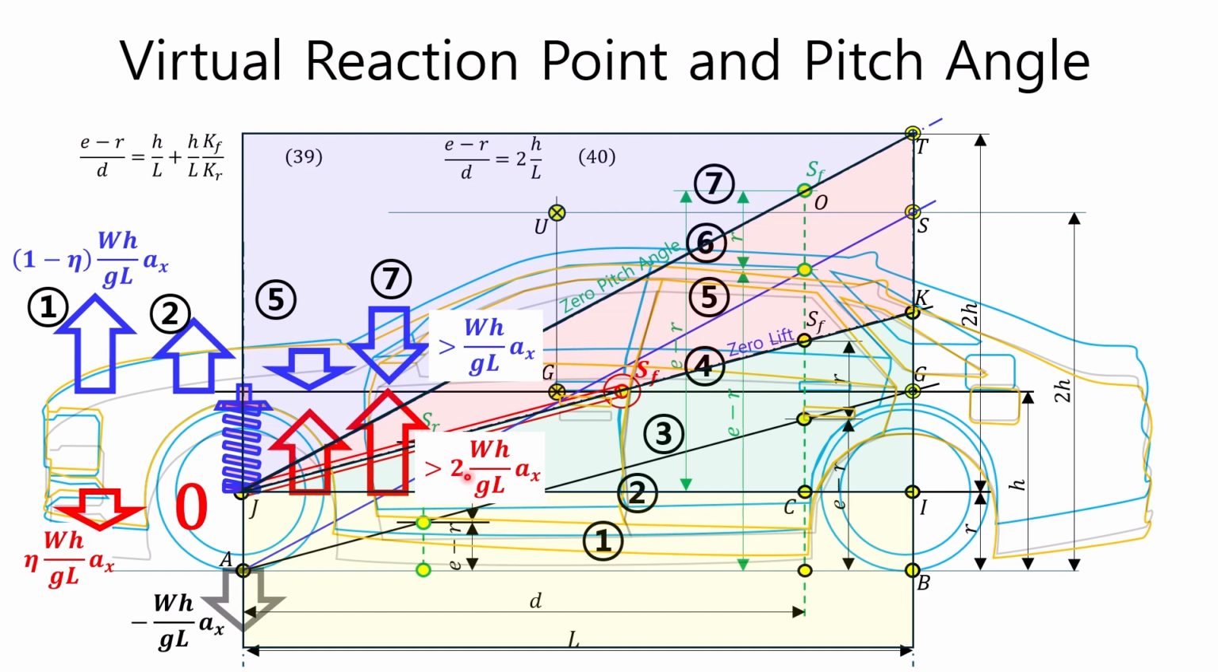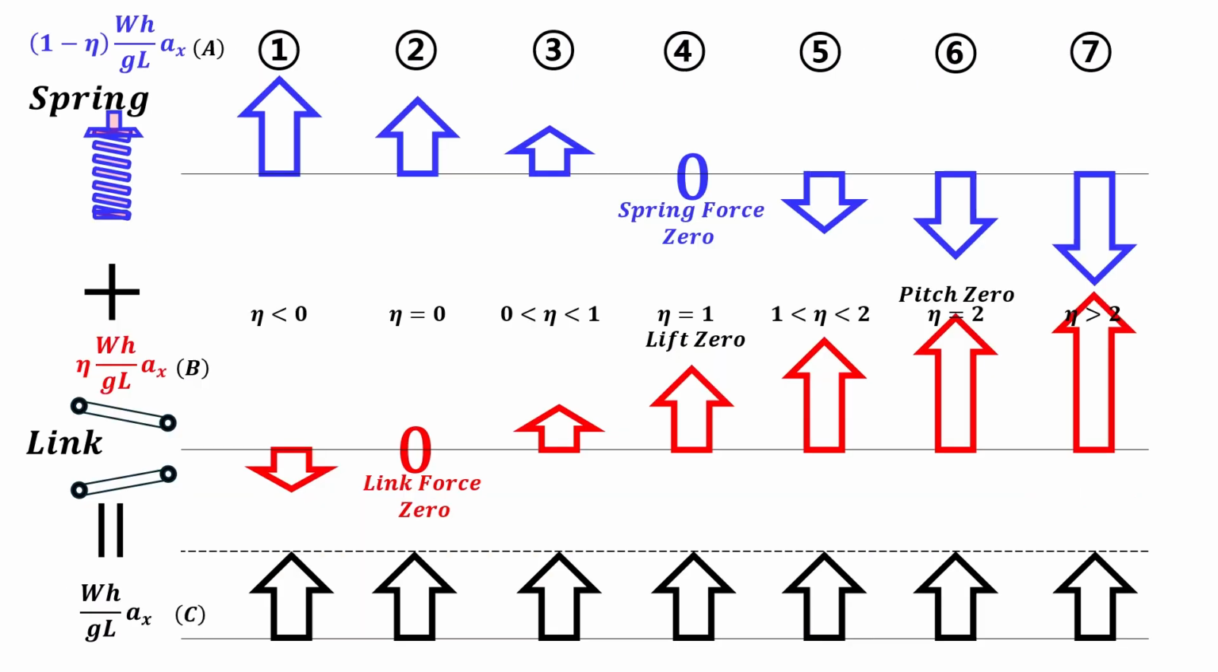Let us analyze all the points explained above at once. The figure here simultaneously shows the vertical force of the spring and the resultant vertical force of the links acting in the regions of the 7 virtual reaction points explained earlier.